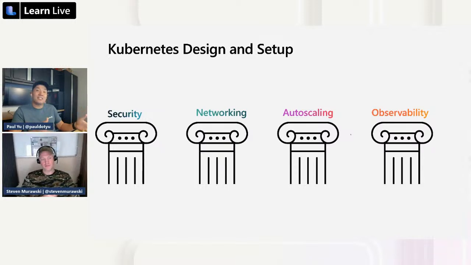Like, how am I going to secure this thing? How should I set up networking that's not going to bite me later on? What should I do with auto scaling? And how do I enable these observability tools? Which one should I use? A lot of these design decisions have been made for you.